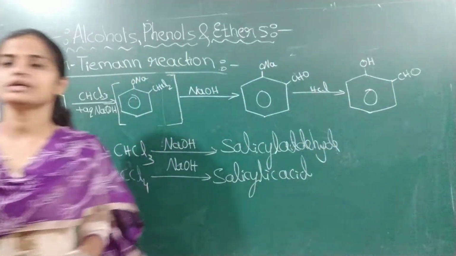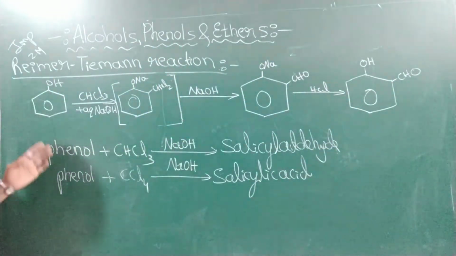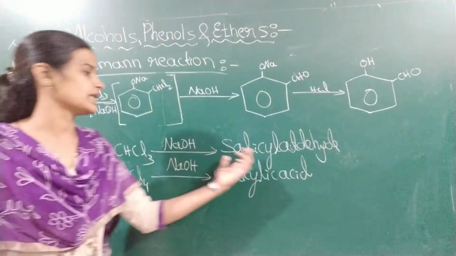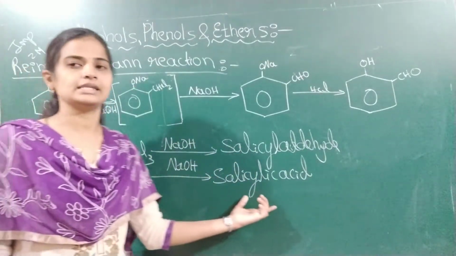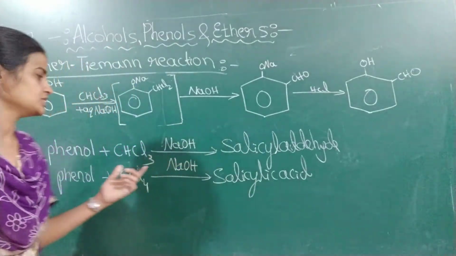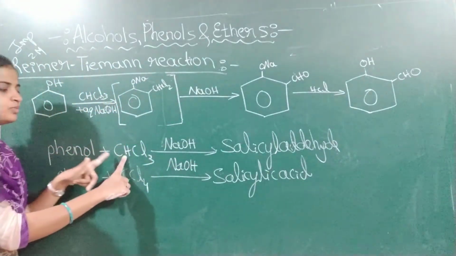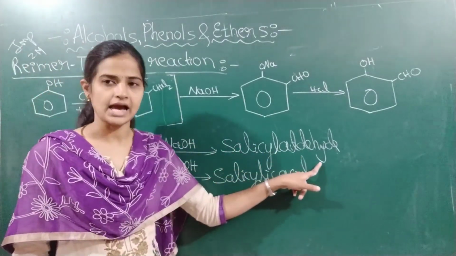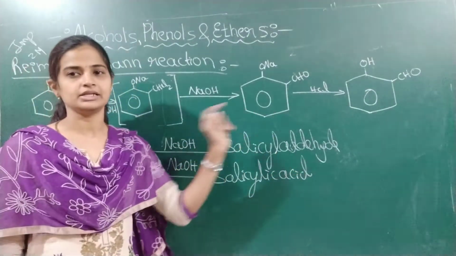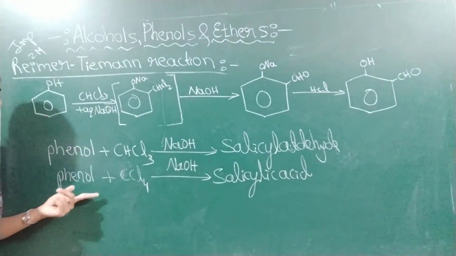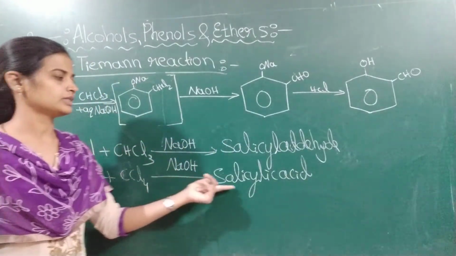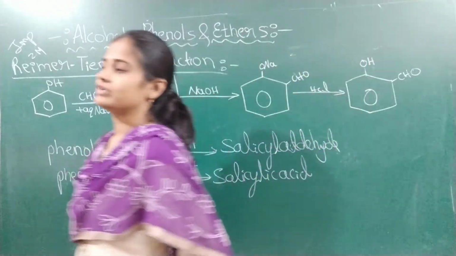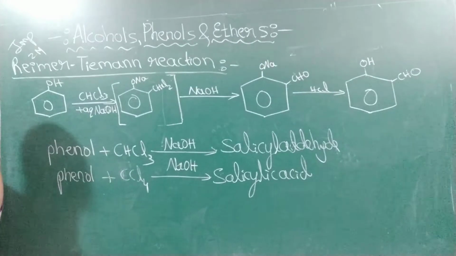Now we'll concentrate on the Reimer-Tiemann reaction. In the Reimer-Tiemann reaction, we can convert phenol to salicylaldehyde or phenol to salicylic acid. Both can be done just by changing the reagent. If phenol is treated with chloroform in the presence of NaOH, we get salicylaldehyde. That's what I have written here. But if the phenol is treated with carbon tetrachloride, we will get salicylic acid. Got it? Here I have written the reaction.